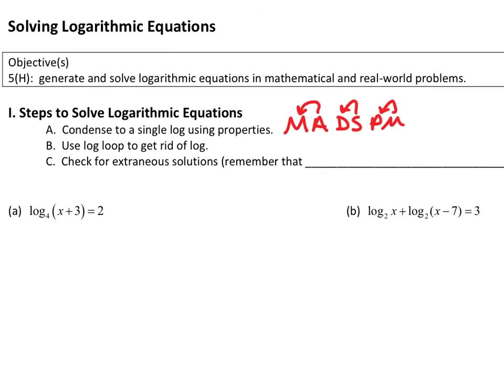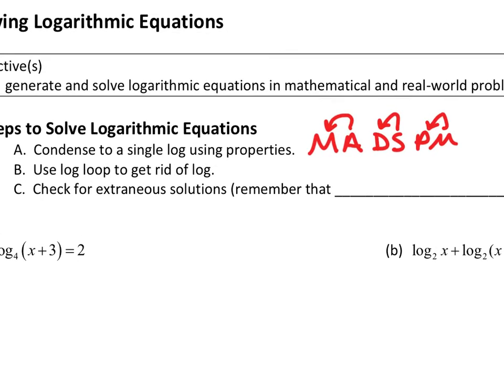It then says that we're going to use the log loop to get rid of the log. Now remember, the log loop is because the definition of a logarithm with a base b of y equal to x can be rewritten as b to the x equal to y. There's a loop around of the x and y, of the inputs and outputs, to get from one to the other, called a log loop, going from logarithmic to exponential form.